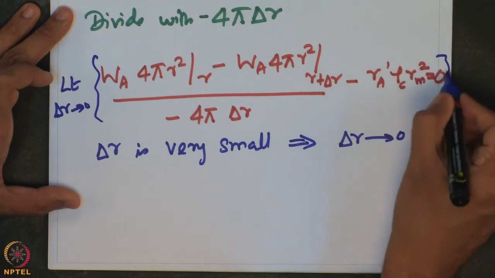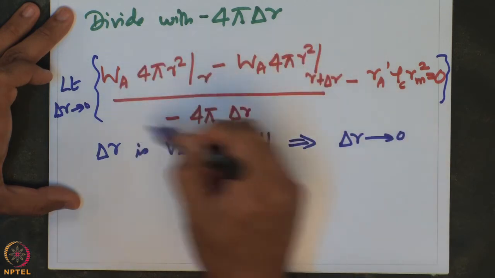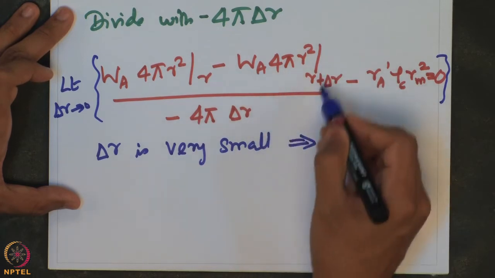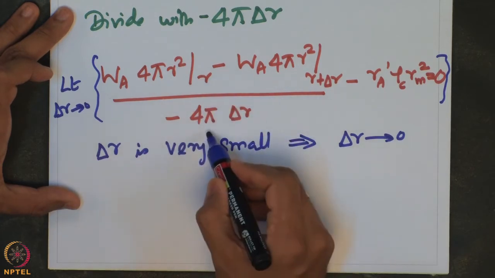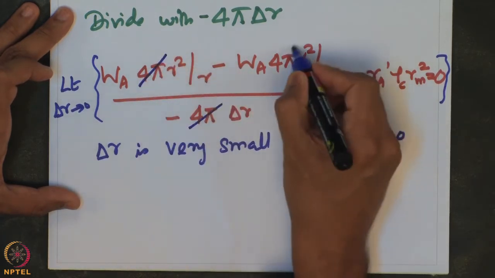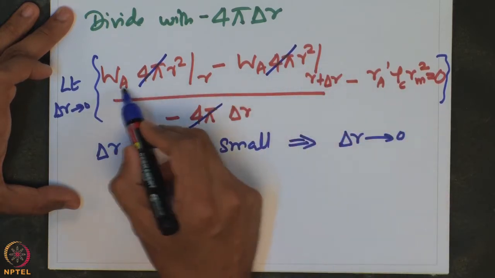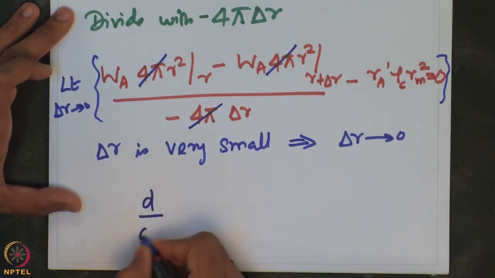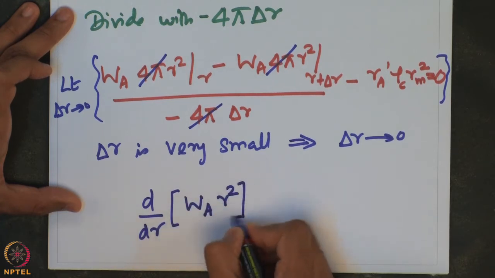We can now take a limit of this whole expression, and when we take a limit, the first term, if I take the minus sign into the numerator, will be W A 4 pi r square at r plus delta r minus W A 4 pi r square at r divided by 4 pi. So, I can cancel out 4 pi from here, and essentially it will be W A r square at r plus delta r minus W A r square at r divided by delta r, and when we take the limit as delta r goes to 0, this is essentially d by dr of W A r square.